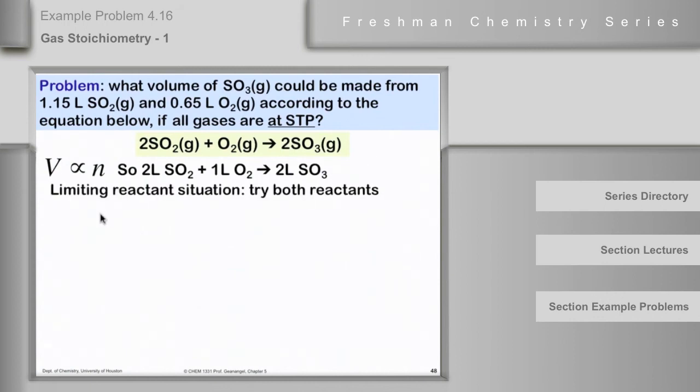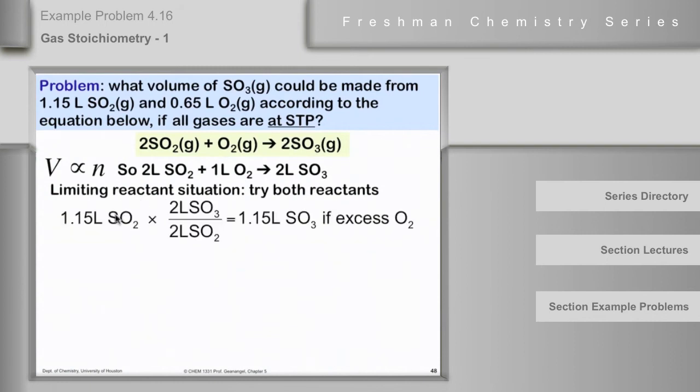Okay, so it's a limiting reactant solution. We try both reactants. First of all, we will assume that O2 is in excess. We'll take 1.15 liters of SO2, we'll multiply it by 2 liters of SO3 over 2 liters of SO2, and that will give us 1.15 liters of SO3 if there's excess oxygen.